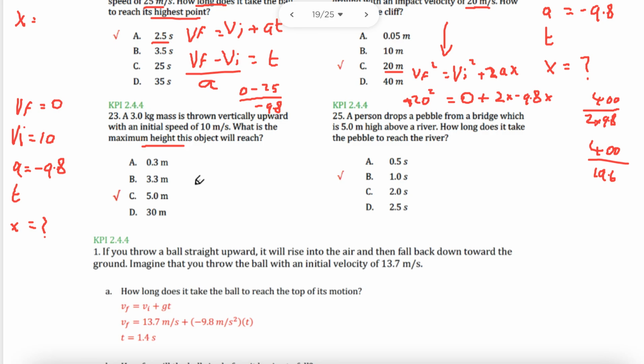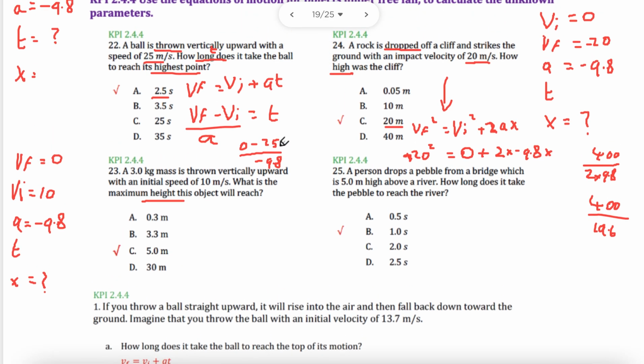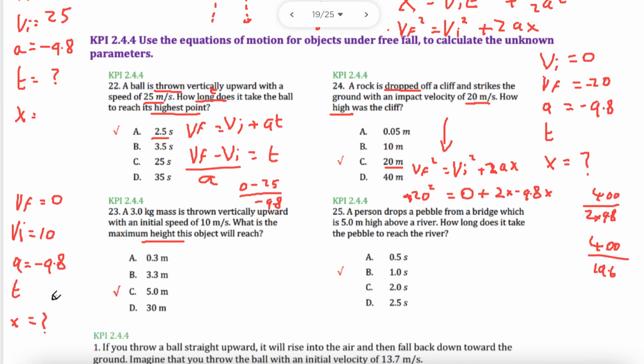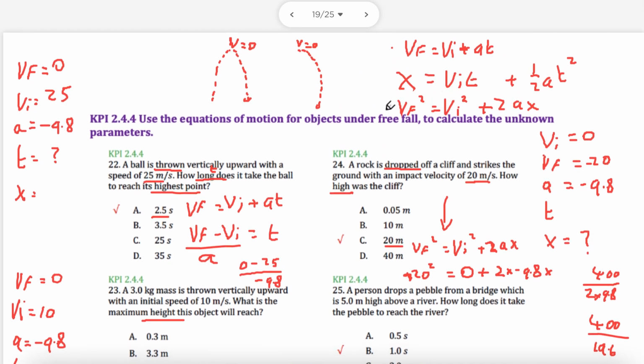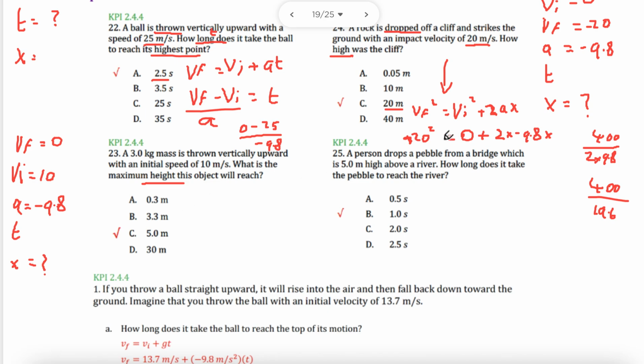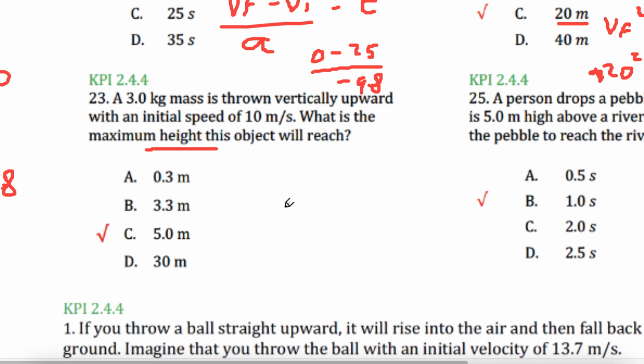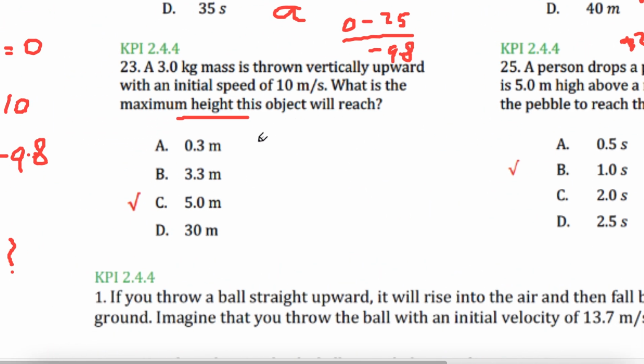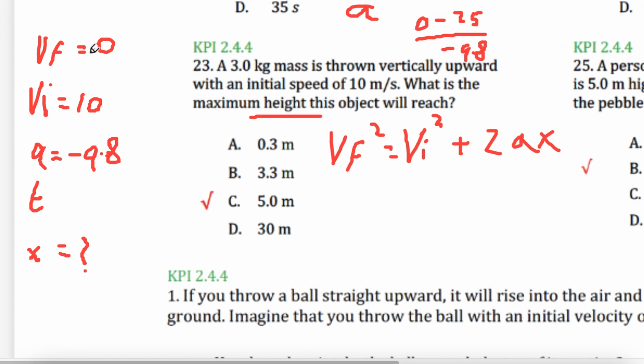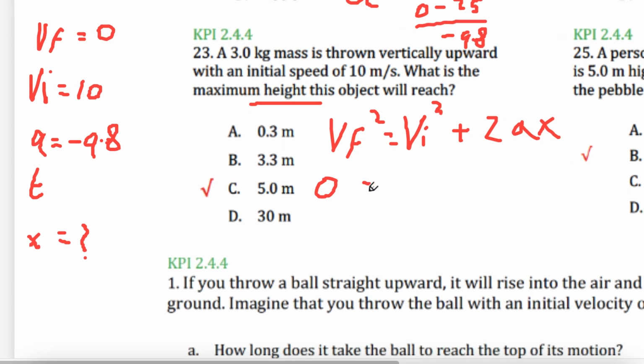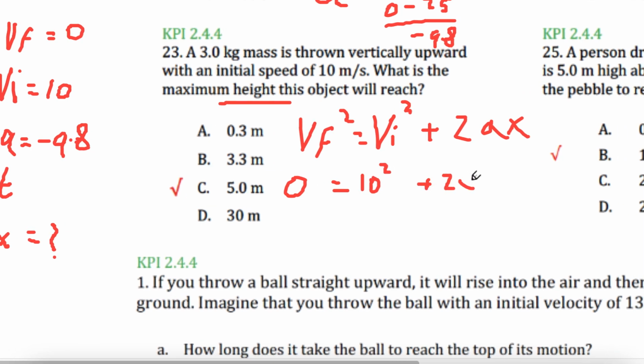I can solve it. I need to find a formula again without a time. It's the same one over here, Vf squared. So I'm doing the exact same thing, solving for x. I don't know if I'm going to repeat the same thing again and again, but I'll write it out. Vf squared equals Vi squared plus 2ax. This time Vf squared is just going to be 0 equals Vi, which is 10 squared, 10 times 10, plus 2 times 9.8 multiplied by x.